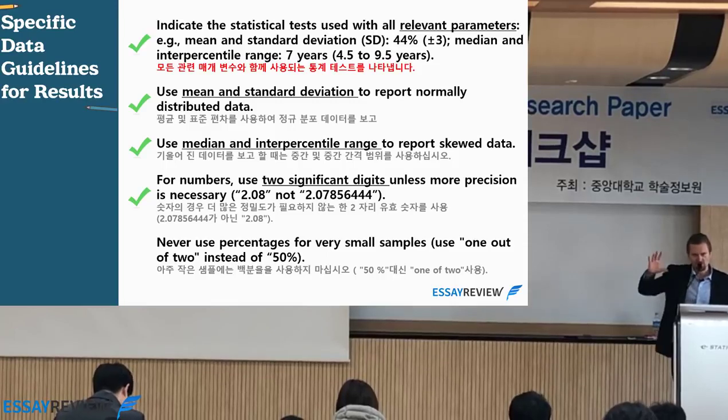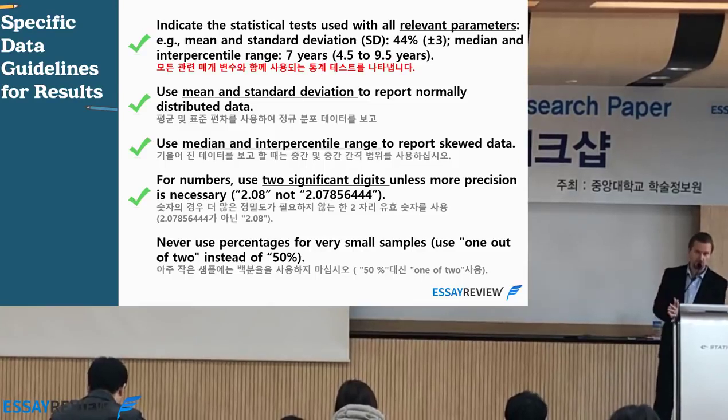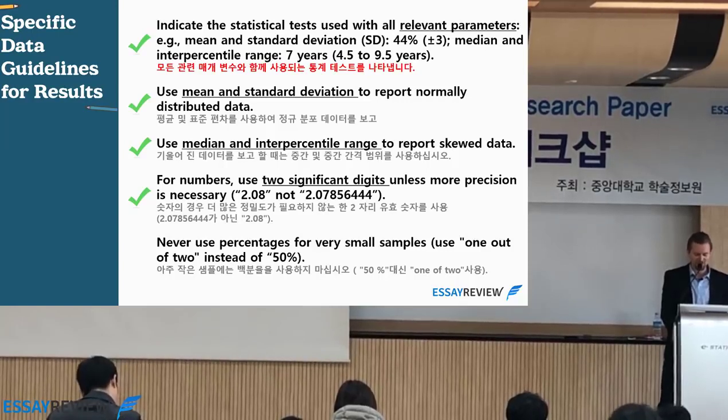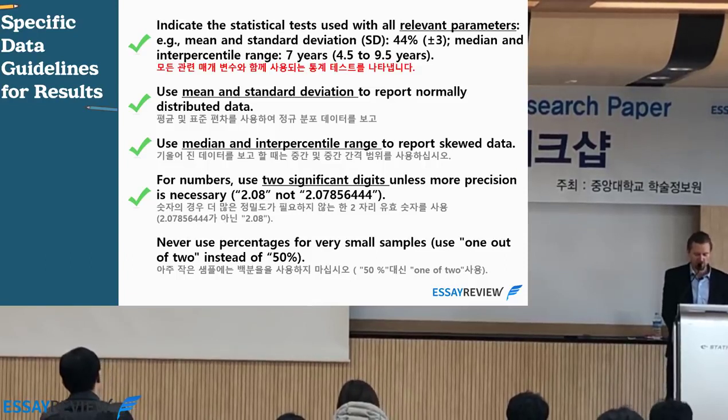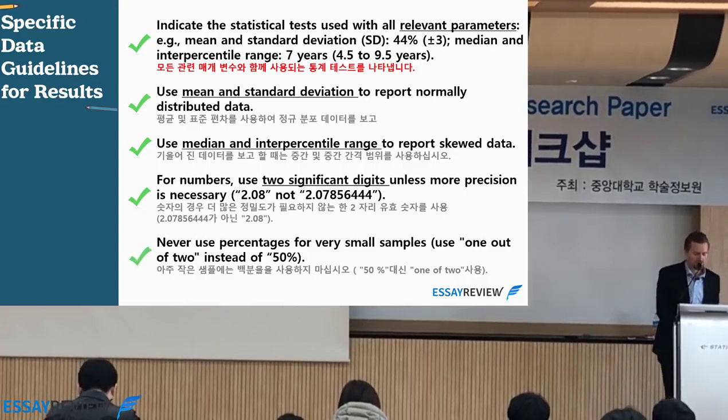You could probably find these results guidelines and parameters in the journal, in the for authors section. You can often find how they want you to report these. For numbers, use 2 significant digits. Don't write 2.07856444 unless you're dealing with nano measurements. Never use percentages for very small samples. Okay, use 1 out of 2 instead of 50%. These are basic rules that if you read the for authors section, you can get an idea of what to do in this section.